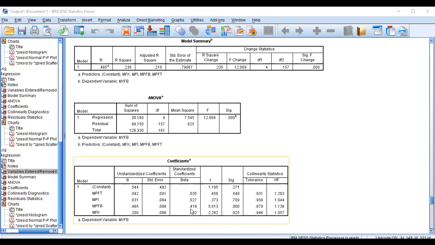standardized unit. Similarly, for financial knowledge, you will say one standardized unit increase in financial knowledge will increase how much? 0.162 standardized unit of youth financial behavior. I'm again repeating. One standardized unit increase in financial knowledge will increase youth financial behavior by 0.162 standardized unit. Clear?